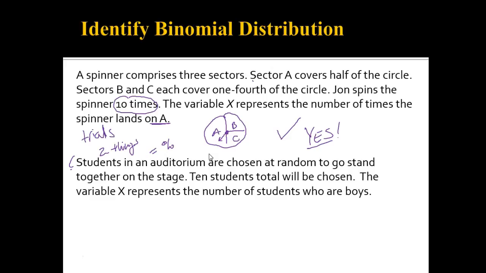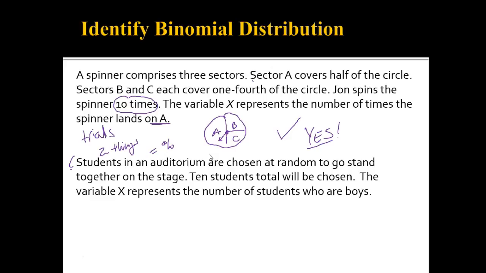Okay. Then finally, are the probabilities the same? Now this is a little bit tricky, because as you call students up onto the stage one at a time, you're taking them out of the pool of possible choices. So let's just say you call up a student and it's a boy.